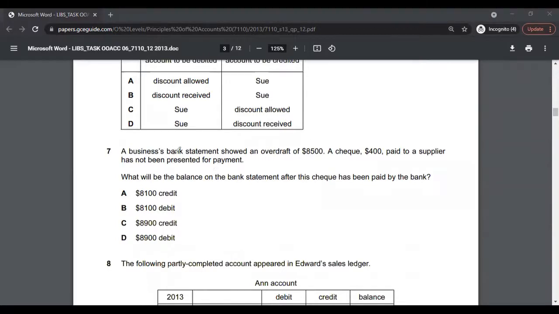Multiple choice 7. A business bank statement showed an overdraft of 8,500. So that's negative 8,500. A cheque of 400 paid to a supplier has not been presented for payment. What will be the balance on the bank statement after this cheque has been paid by the bank? That would be negative 8,500, further minus 400, which is negative 8,900. So the answer to multiple choice 7 is option D, negative 8,900 on the debit side.